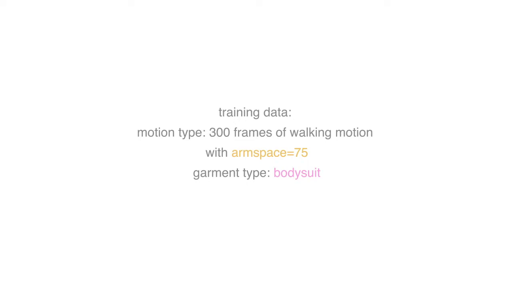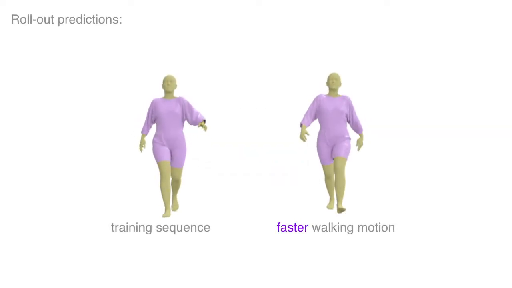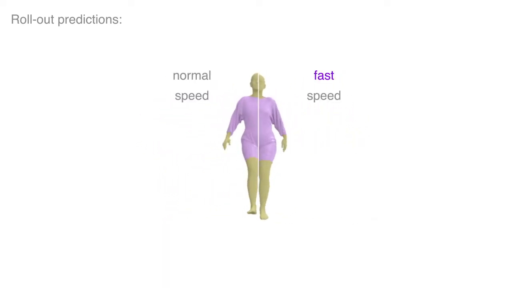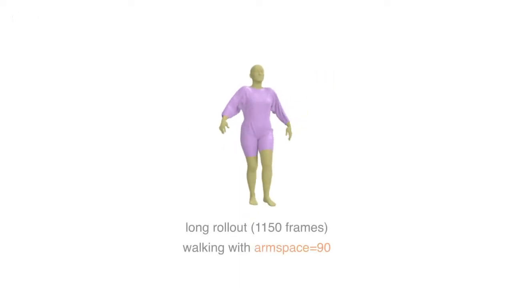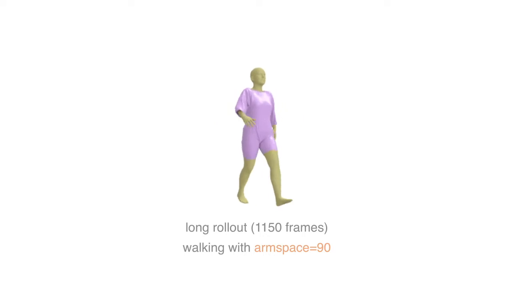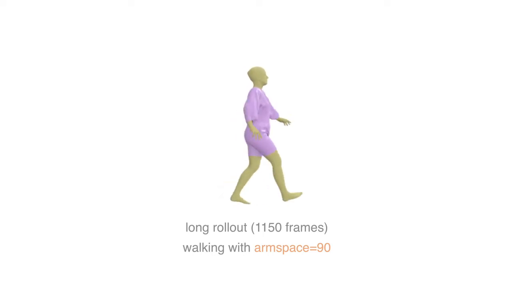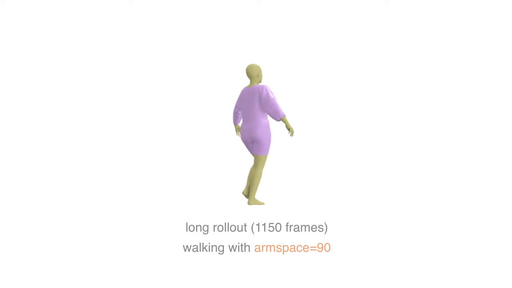Here we test our method on a bodysuit. We evaluate the generalization ability of the network by changing the speed of the motion at test time. Here we show a long rollout prediction of more than 1,000 frames applied to a test sequence with different character arm spacing. Our network produces 3D garment dynamics with vivid fine wrinkle details in a long rollout prediction.